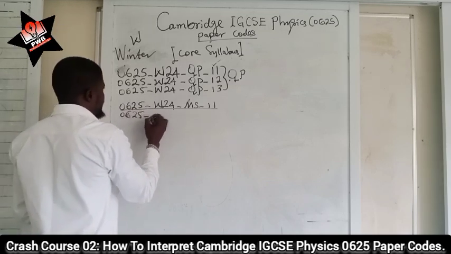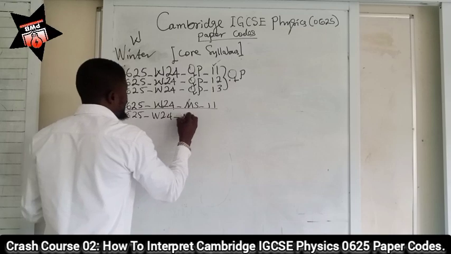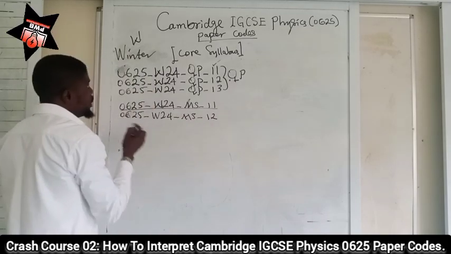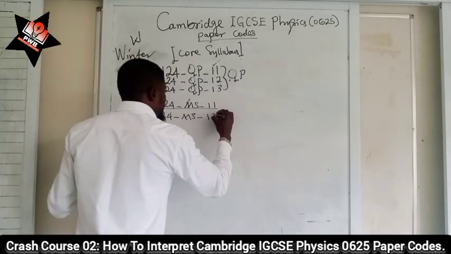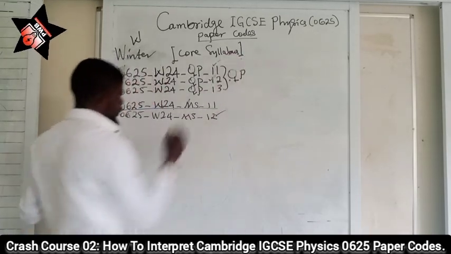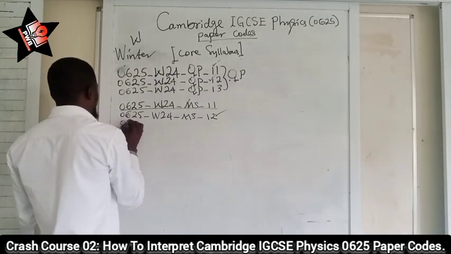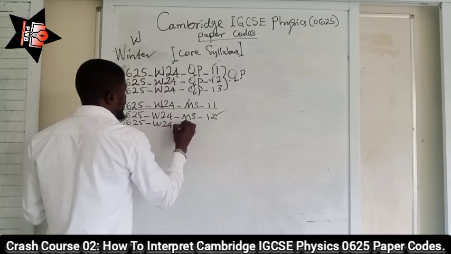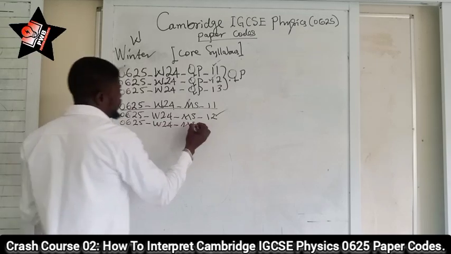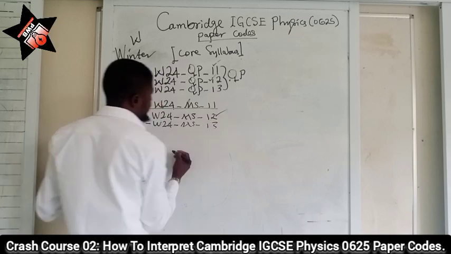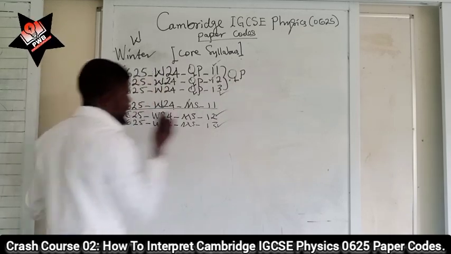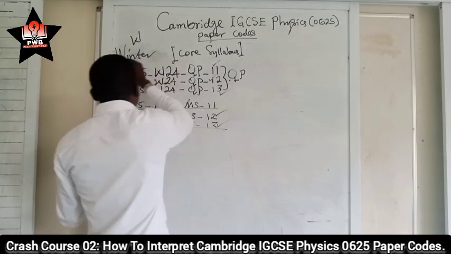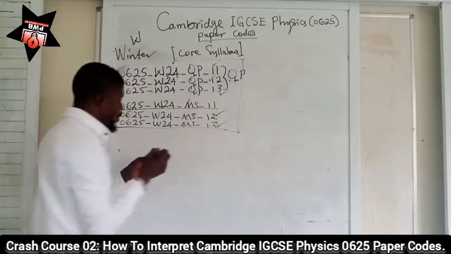So for this one, you have 0625 W24 MS paper 1 variant 2. So this is for this. The last one is 0625 W24 MS marking scheme paper 1 variant 3. So this is for this. So for paper 1, you are done getting the full documents to prepare thoroughly for paper 1.